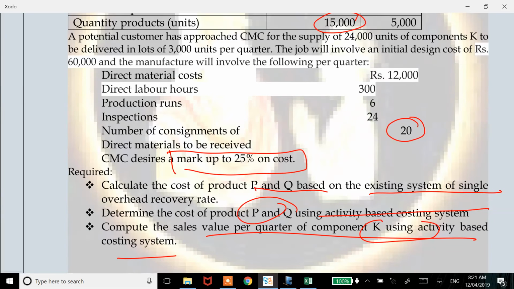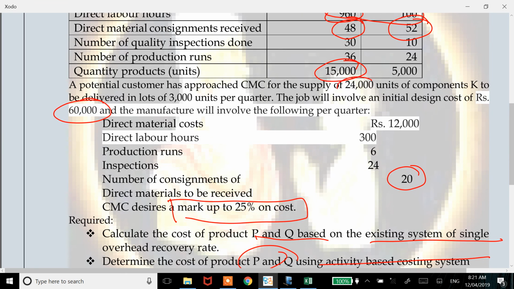Apart from this, I have this design cost of 60,000 for 24,000 units. In a quarter you are selling 3,000 units. If somebody tells you to do relevant costing and analyze, design cost is 0, because it's already incurred. I cannot do much about it. From a relevant costing point of view, the value of design cost is 0.